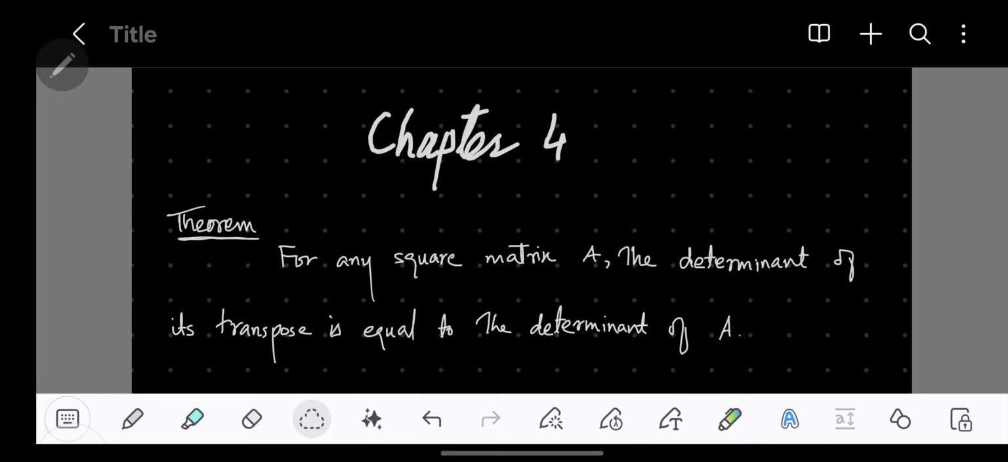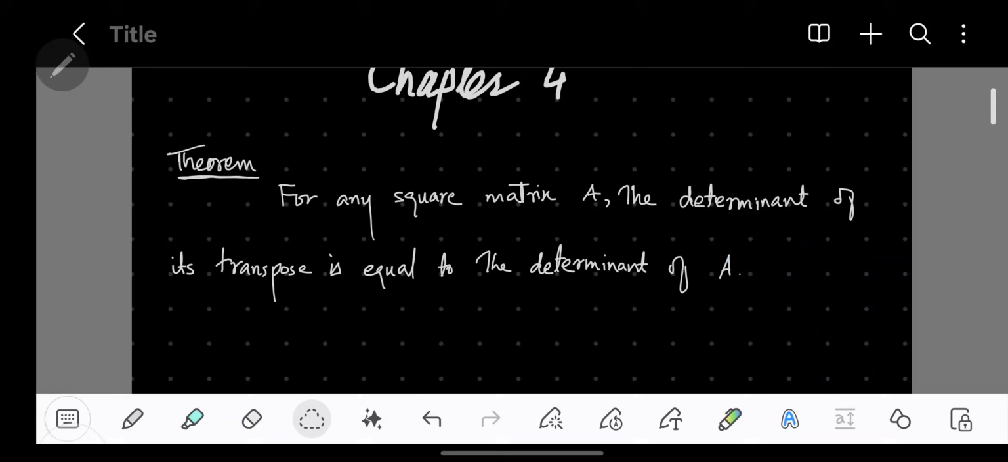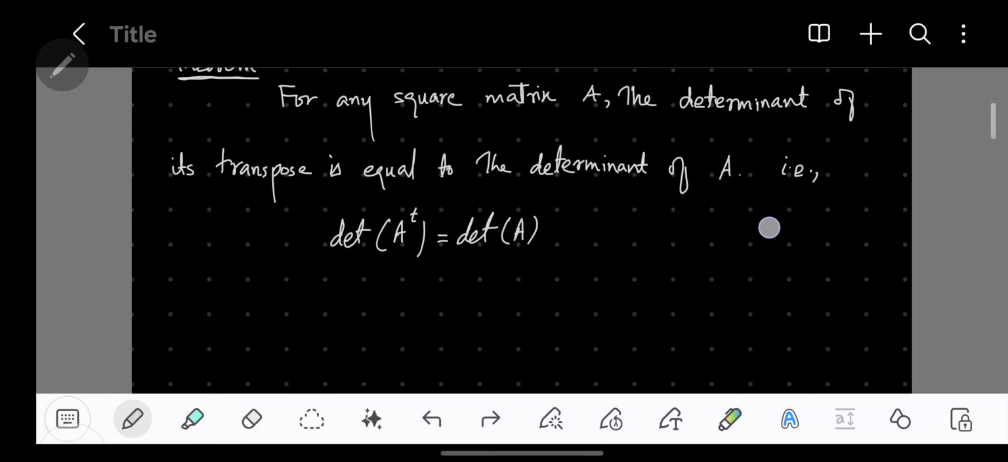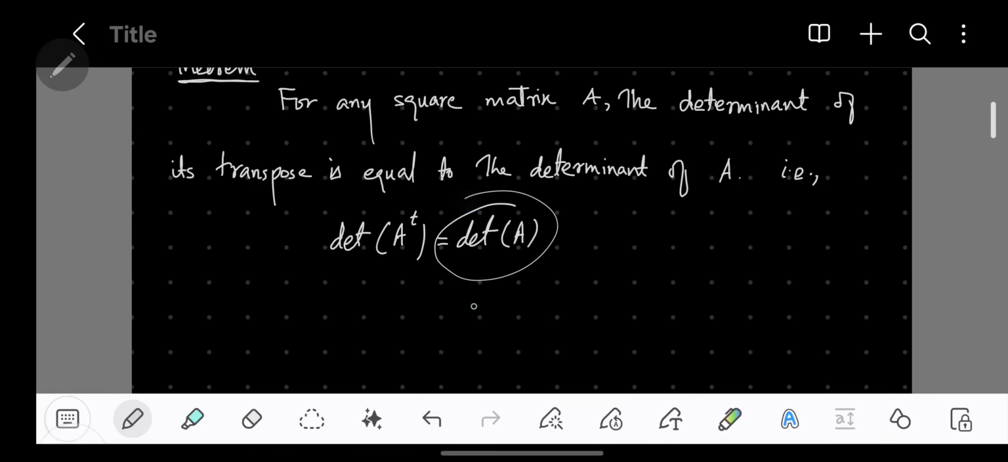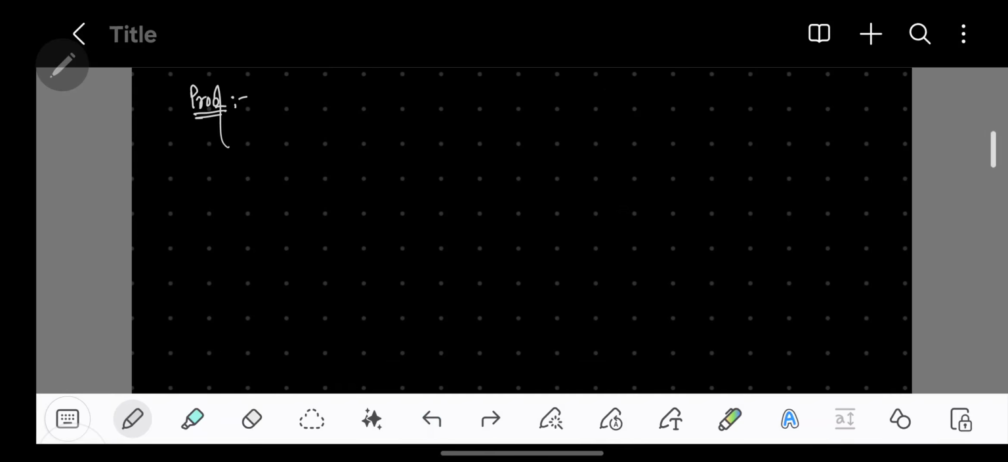Okay, let's look at the theorem. This theorem says that for any square matrix A, the determinant of its transpose is the same as the determinant of A. In other words, if we take the determinant of A or the determinant of A transpose, we will get the same result. Here is the proof.